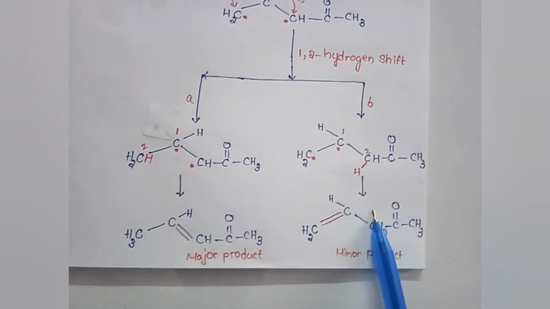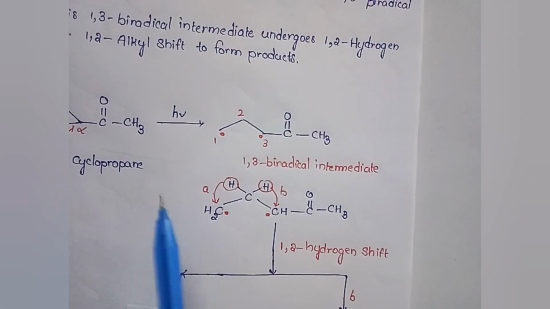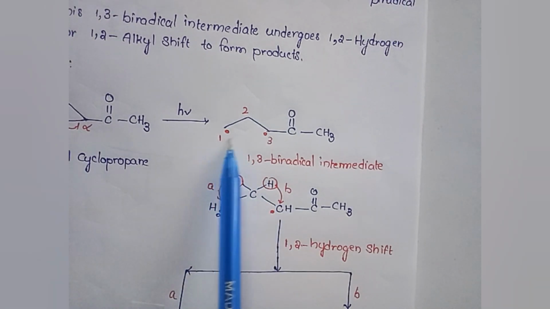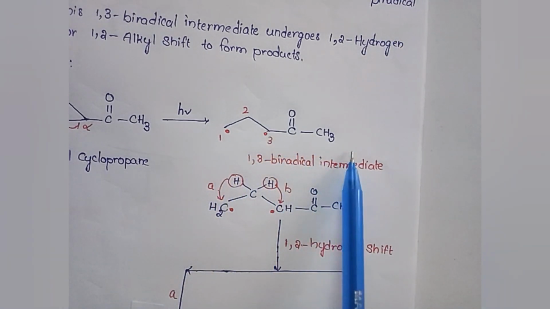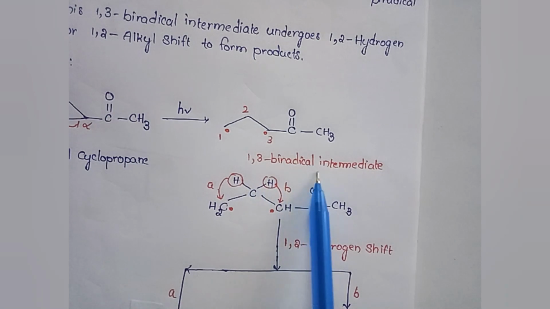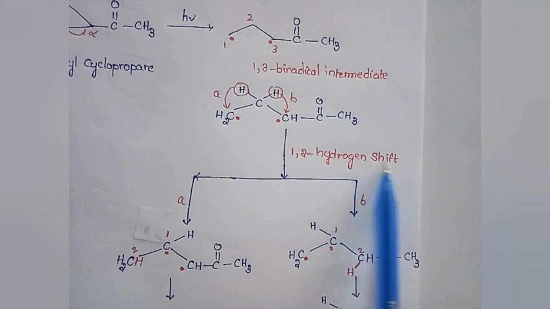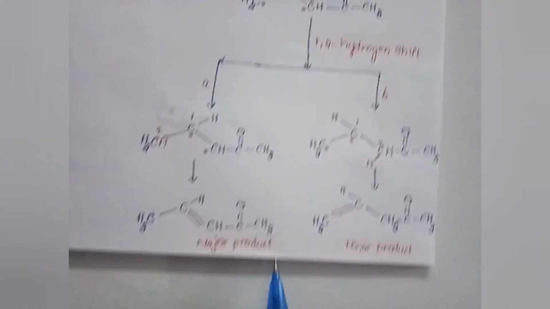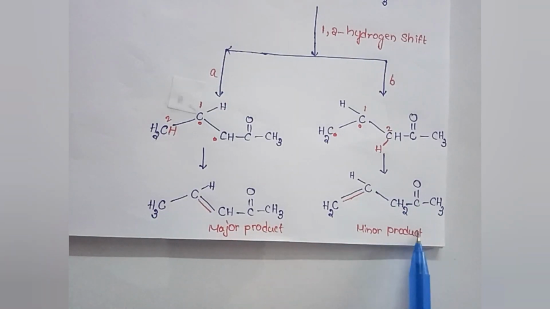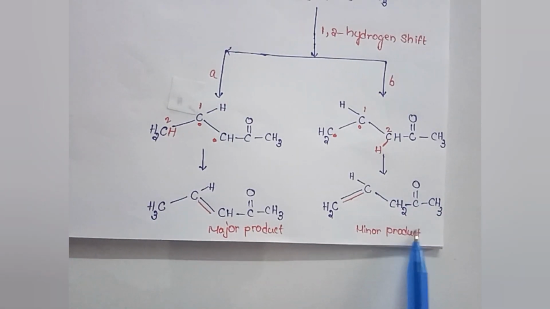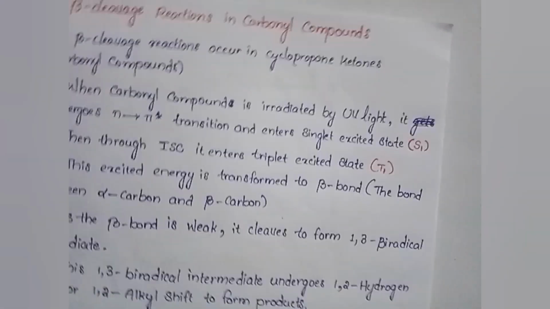So as we have seen, the cyclopropane ring gives a 1,3 biradical in the primary process, and the 1,3 biradical intermediate undergoes 1,2 hydrogen shift to form two products. One is the major product and another is the minor product. Let's see another example.